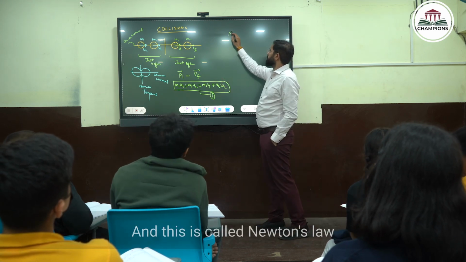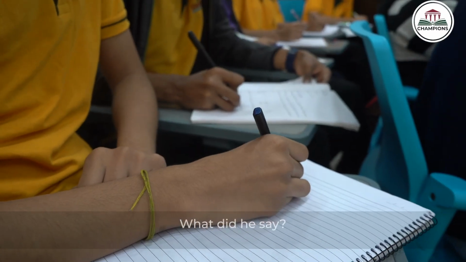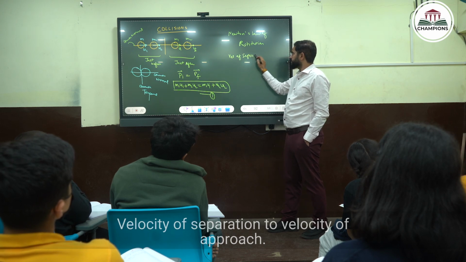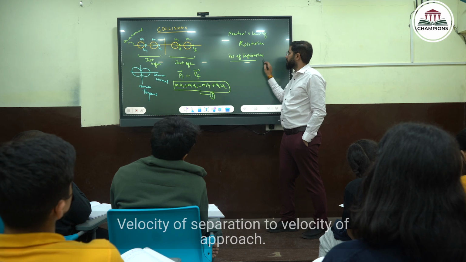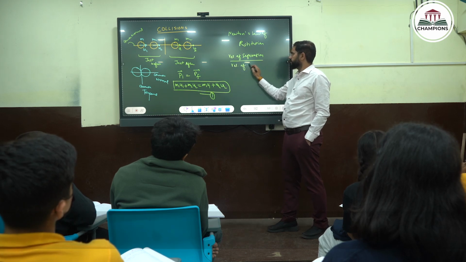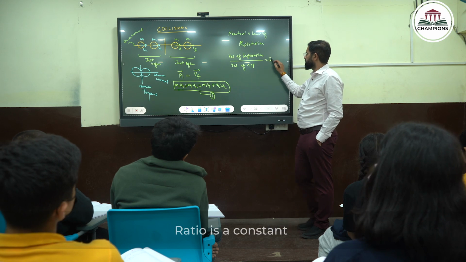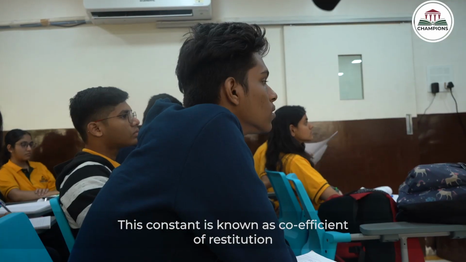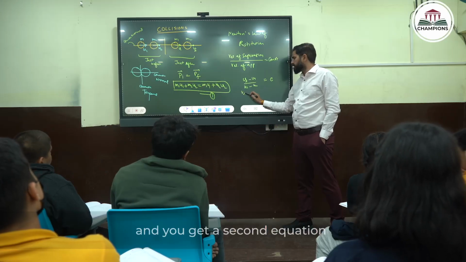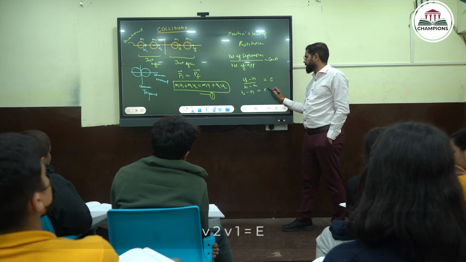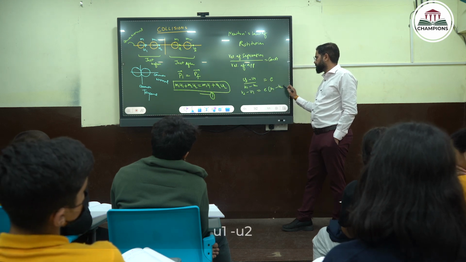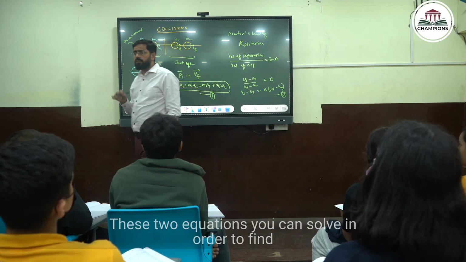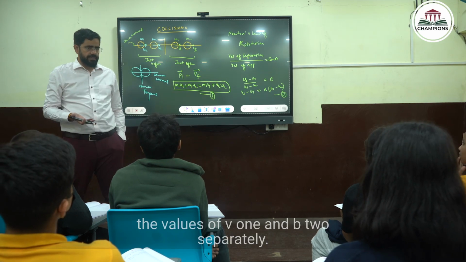And this is called Newton's law of restitution. क्या होता है उसमें? Velocity of separation to velocity of approach ratio is a constant. This constant is known as coefficient of restitution. Now you get a second equation. v2 minus v1 is equal to e times u1 minus u2. This is your second equation. These two equations you can solve in order to find the values of v1 and v2 separately. Clear?